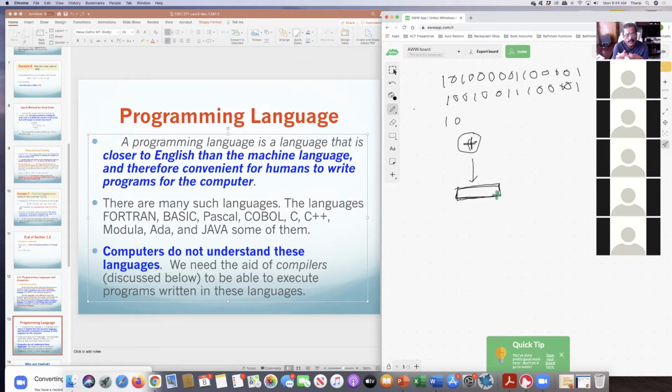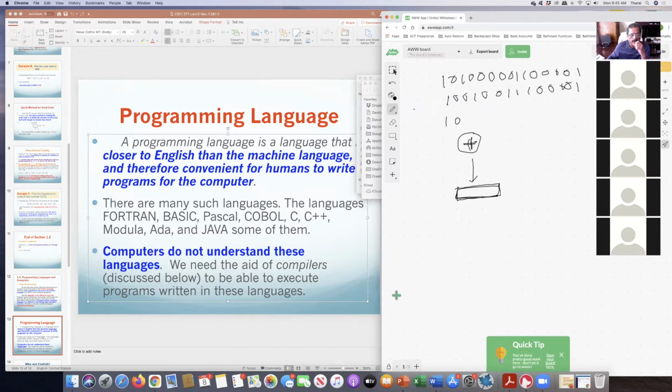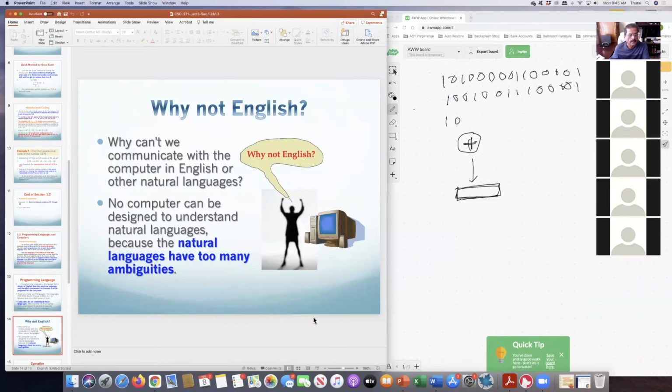So therefore, for each high-level language, they were able to design a program that can do the translating of programs written in that language to machine language. So these translating programs are called compilers. So a compiler is basically a program that can translate a program written in a high-level language to one in machine language. So we'll get to more details about that in a minute.